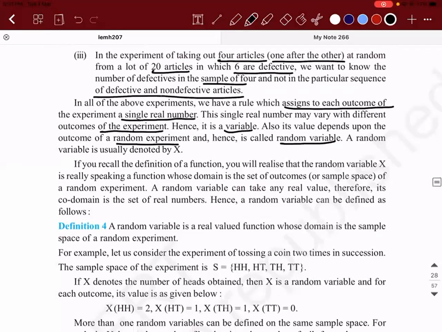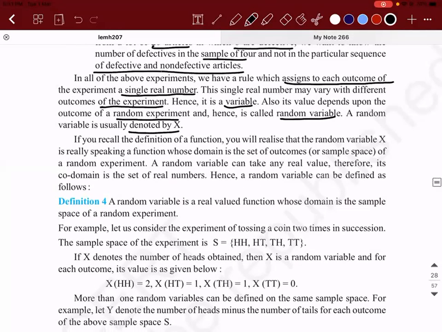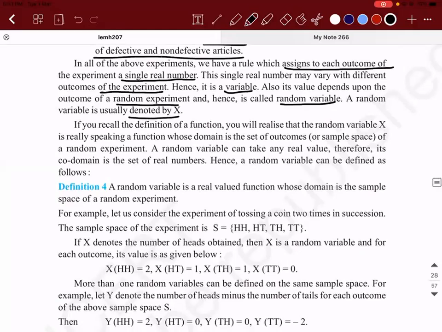So generally, a random variable is denoted by the symbol X. So this is the theoretical part. Let's not worry much about it. Let's take an example to understand this. Okay. So before that, let me read this point also.